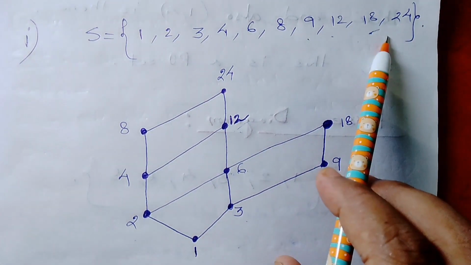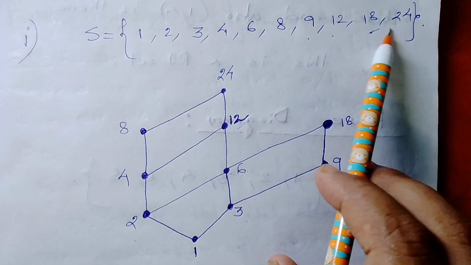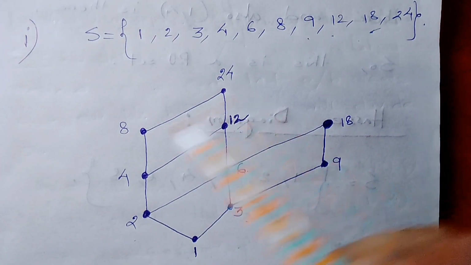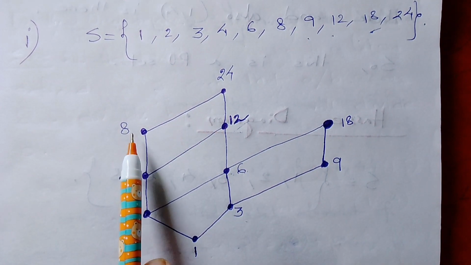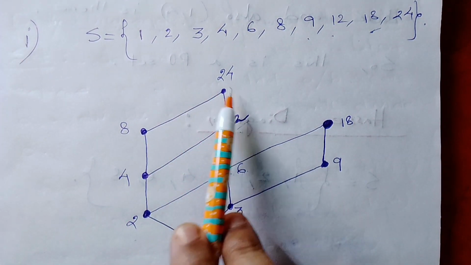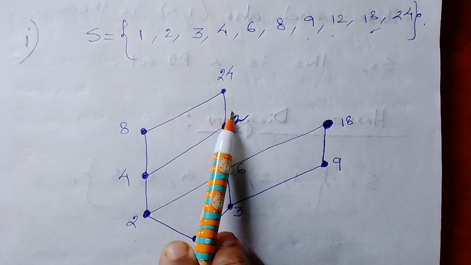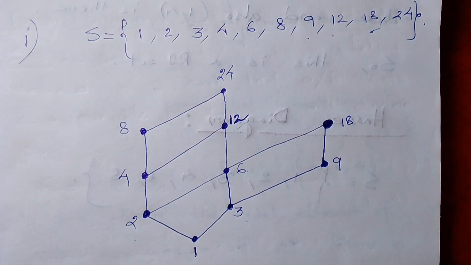Then the last element of this poset is 24, and 24 will be divided by 12. On the same height there is 8, and 8 will also divide 24, so we will draw both the edges to join 8 and 24 and to join 12 and 24. Now this is the complete Hasse diagram for the given poset.